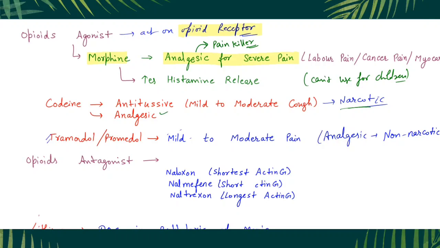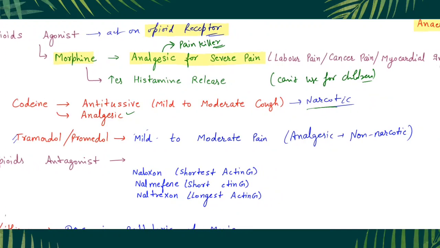Next is tramadol. Remember, tramadol is used for mild to moderate pain. The analgesic used for severe pain is morphine, and the one used for mild to moderate pain is tramadol. The mechanism of action is that they act on the opioid receptor, but these are non-narcotic analgesics. One question in the ministry exam asks about the same drug, morphine, being given to a child.